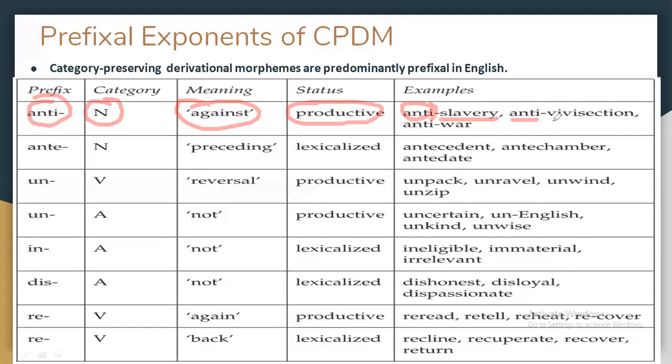And here anti, vivisection, anti-war. These two are also similar. Meaning changes, but word class does not change. So you can see next, noun, right? Anti, antecedent, for example, is lexicalized, is non-productive. We cannot add it in many places. That means it has limited use. I'll come to the point about what is productive and what is lexicalized later. Okay, for right now, let's forget this.